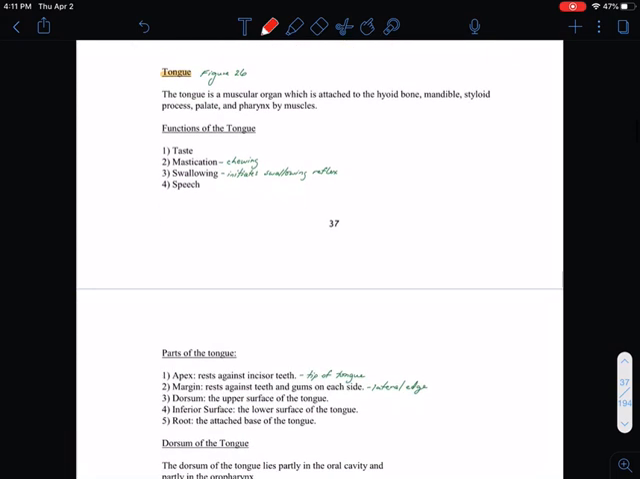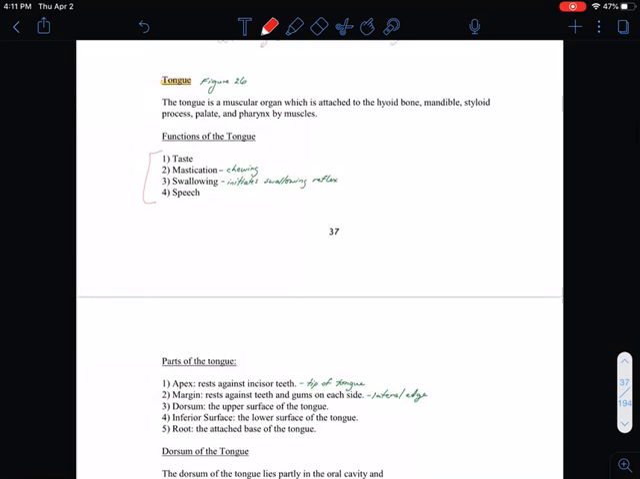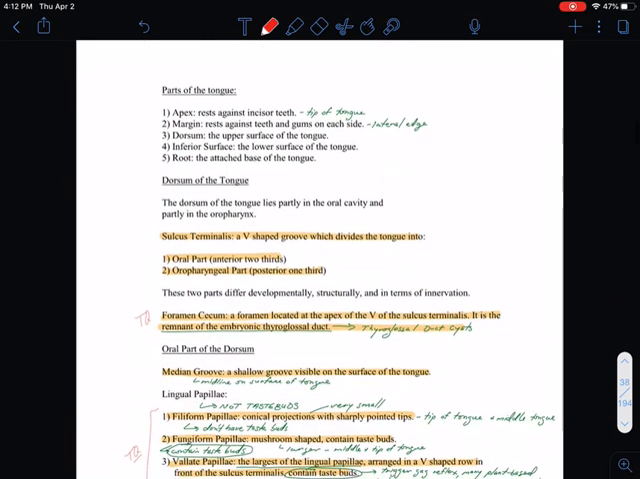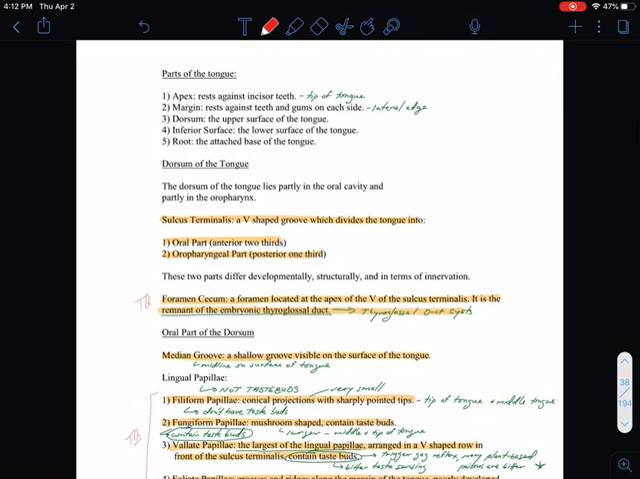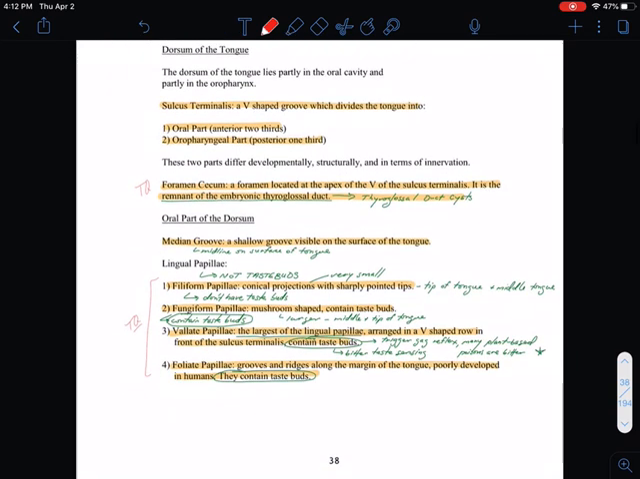Next, we're getting to the tongue. Functions tend not to be tested over too much, but they're very straightforward. Taste, mastication, swallowing, speech, all things we do every single day. So typically we won't see it on the exam, but just something to think about as we get into this section here. Parts of the tongue. This is usually more of a lab practical type of question, so we'll skip through that for now. Talking about the dorsum of the tongue.